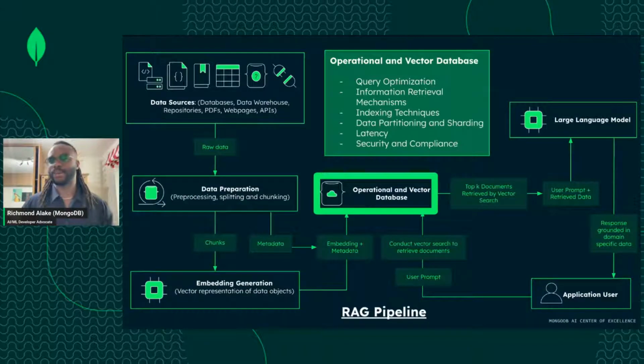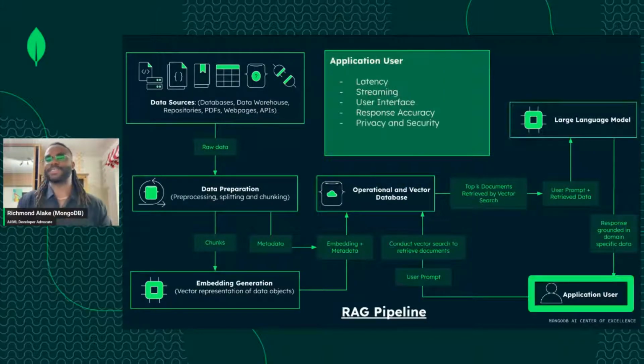Developers like yourself are probably thinking about query optimization. Am I going to be using hybrid search, or vector search, or just text search? Some indexing technique, data partitioning and sharding. You're thinking about latency: how long is it taking me to get that relevant information? And some of you working in very sensitive or regulated industries are thinking about security and compliance, which is going to be around the use case we're going to be talking about today.